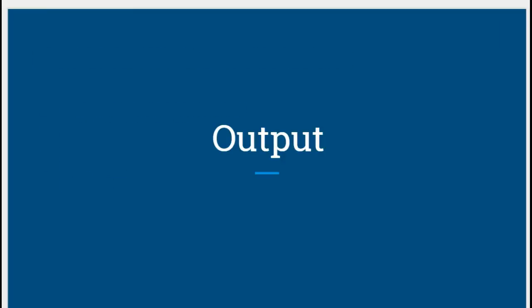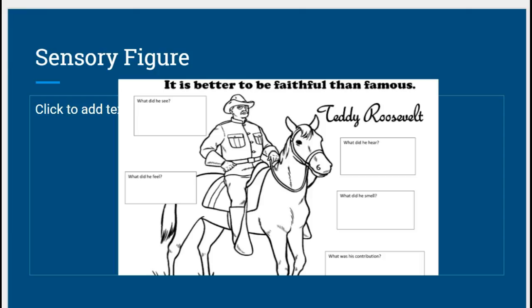Now let's look at output. Some of these strategies you may have seen before if you've been to the integration training. But the first is a sensory figure. This one is one that I created for Teddy Roosevelt. It's in a unit that's really busy, so we really don't have time for kids to draw. But this way they get the same activity just without drawing the historical figure.